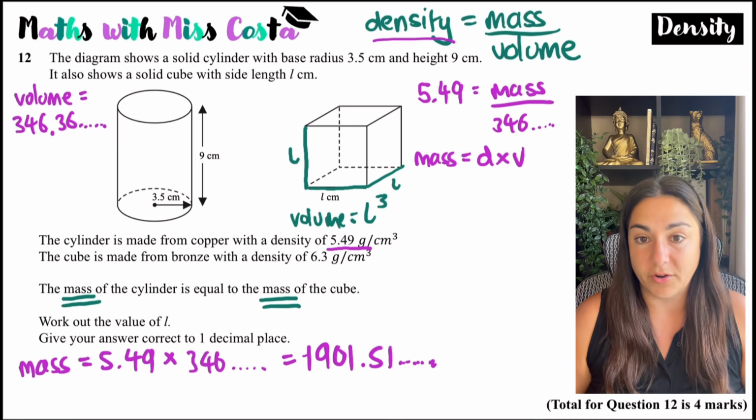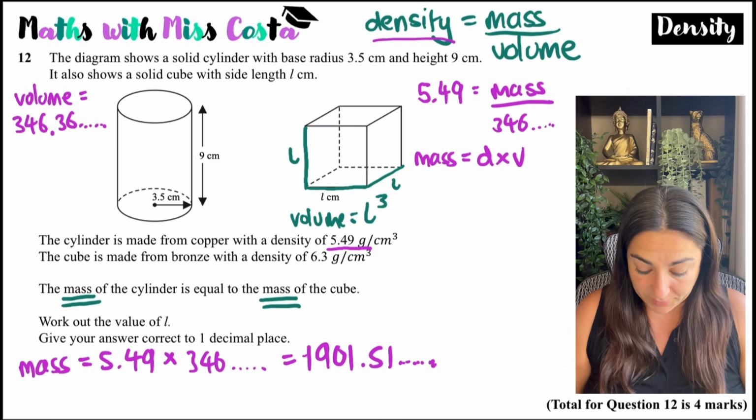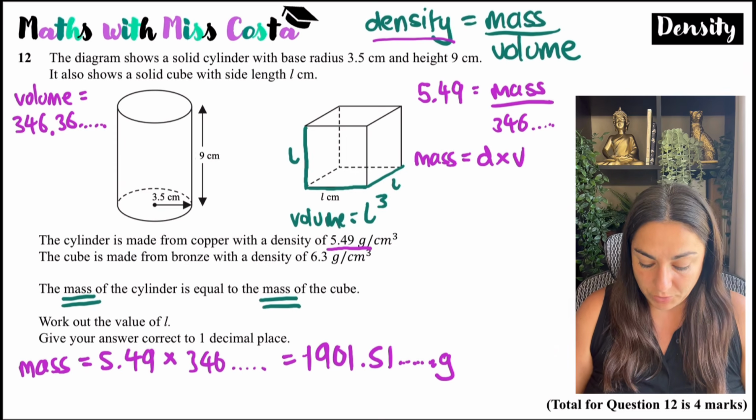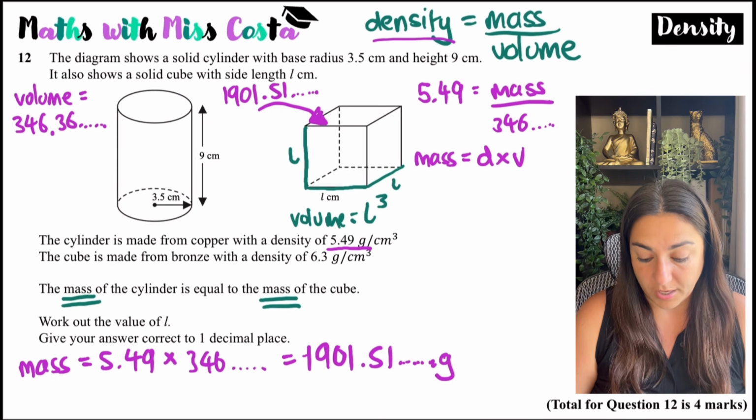1,901.51, going on and on and on. Don't round. I'm not writing all of the numbers out just for speed. So I know that the mass of the cylinder is that many grams. Now the mass of the cylinder is equal to the mass of the cube. So I know that the mass of this cube is 1,901.51 blah, blah, blah, grams.